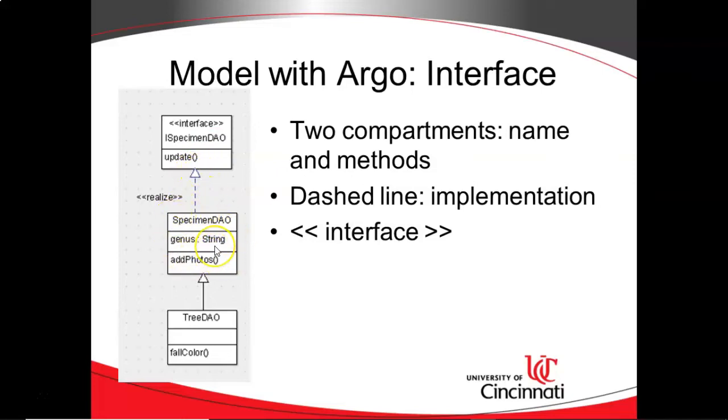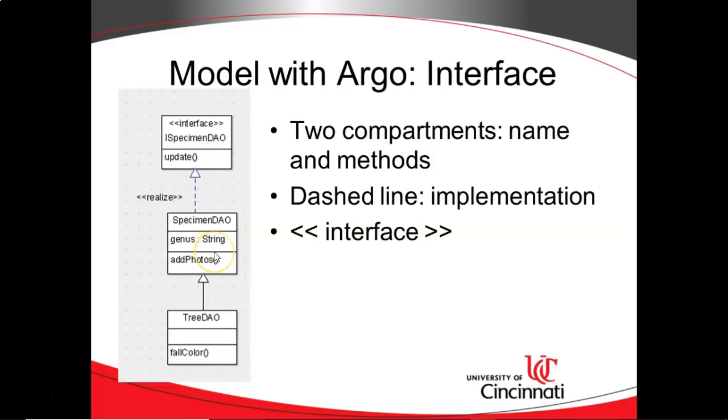Now here we have a class. The difference between a class and an interface is that a class can have state. It can have variables or attributes that tell us about that class or an object of that class at any point in time. So a class is going to have three boxes where an interface will only have two.